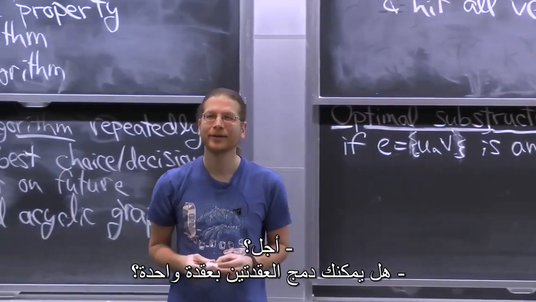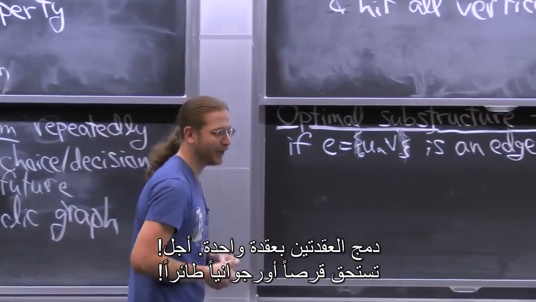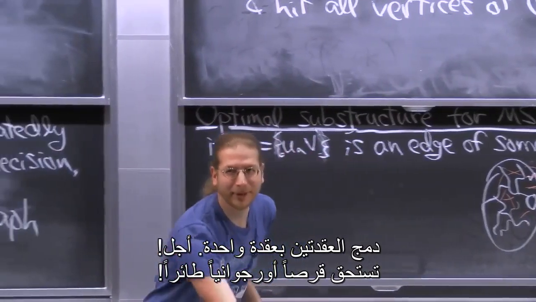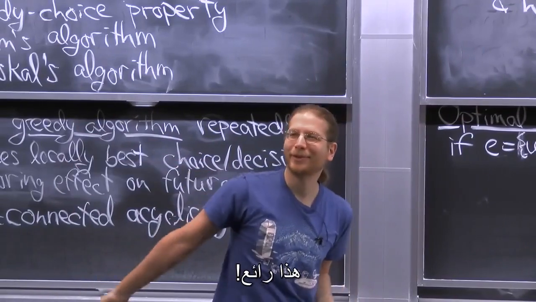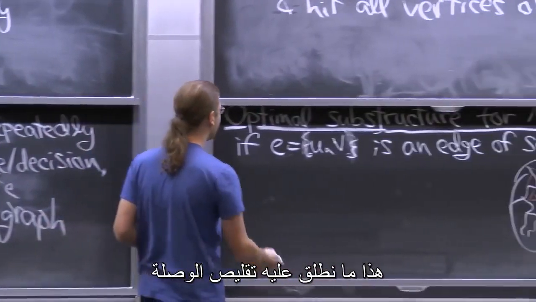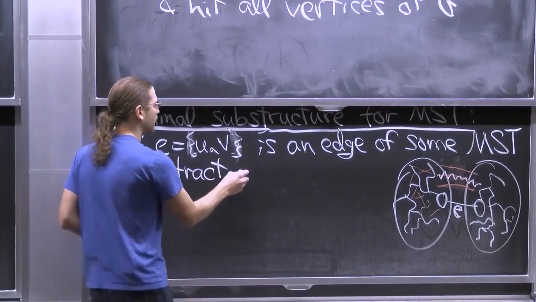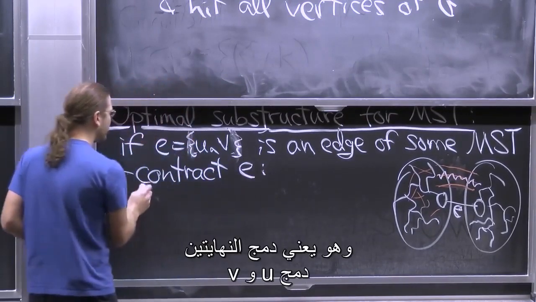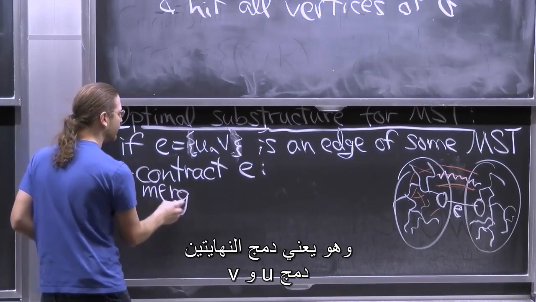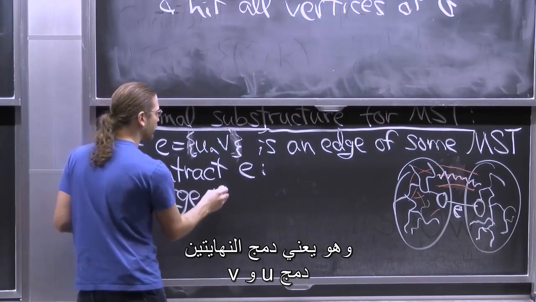Yeah? Merge the two nodes into one. Yes. Purple frisbee. Impressive. This is what we call contracting the edge. It just means merge the endpoints. Merge U and V.